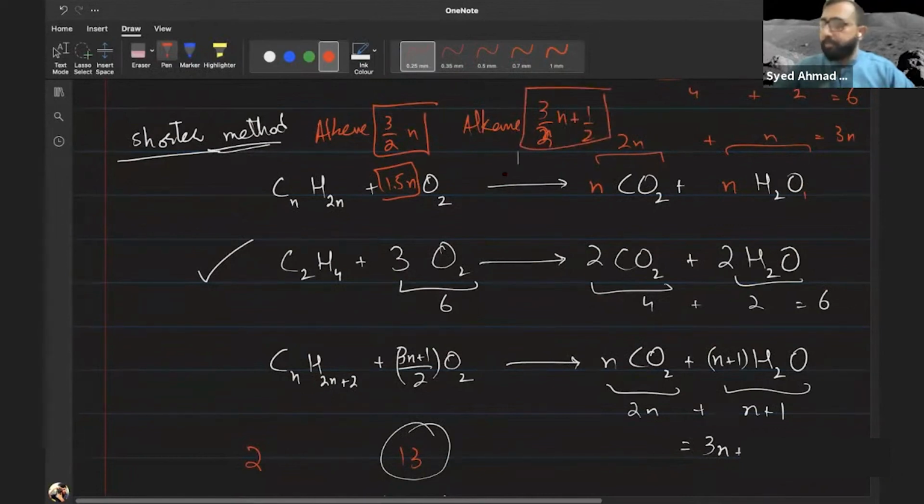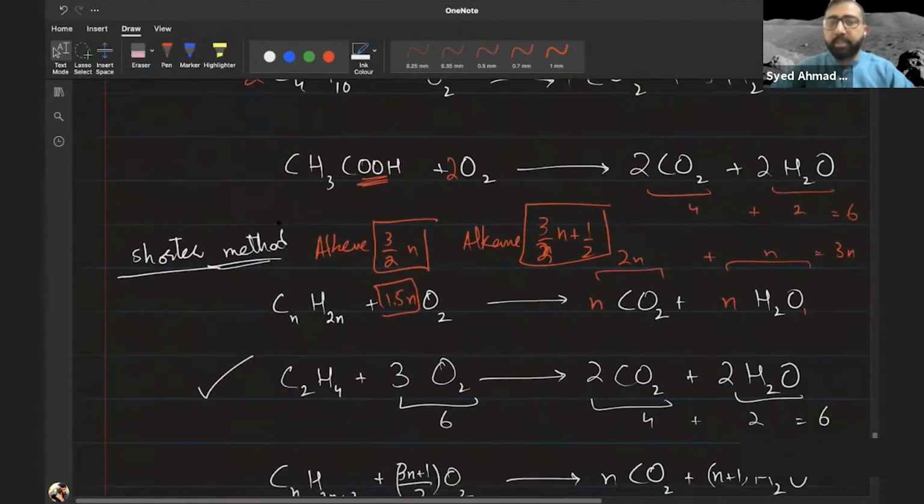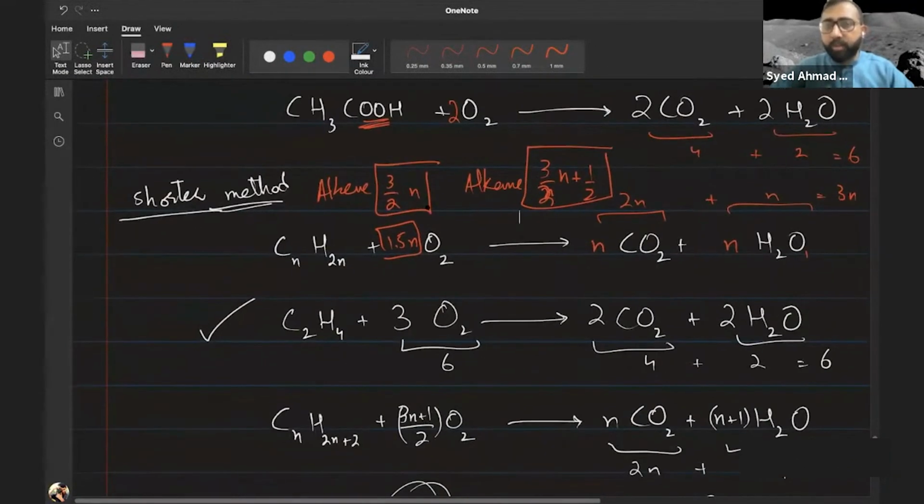ठीक है. Alcohol के लिए भी I'm sure you can come up with a formula like this. For carboxylic acid you can do this, but alkene और alkane के लिए question ज्यादा आता है. So to save time you can think about this. अगर problem है छोड़ दें. You always have the larger method, the longer method. So the shorter method is for alkene you need 3/2n oxygen, and for alkane you need 3/2n plus half oxygen molecules, and that's how you can always balance an equation.